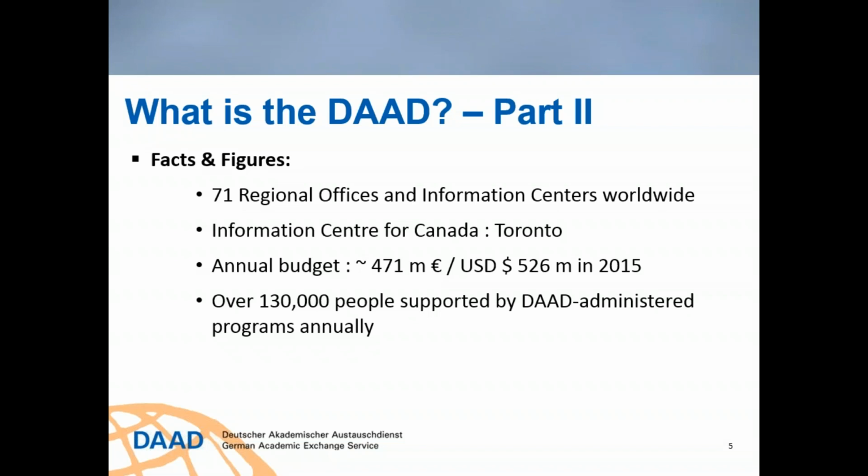Annual budget, this is a little bit old information. In the 2017 budget, we were already well over 500 million euros. In Canadian dollars, I'm afraid I'm not totally up to speed on what the current American exchange rate is. That's nearly $800 million annually. And we use that to move many, many people. Over 130,000, it says here. I believe we're approaching 140,000 annually now.